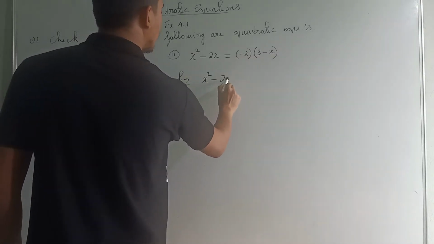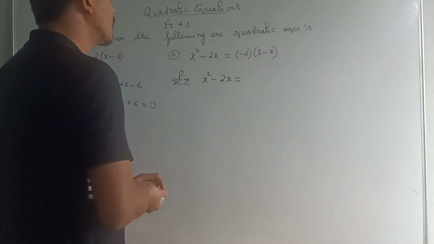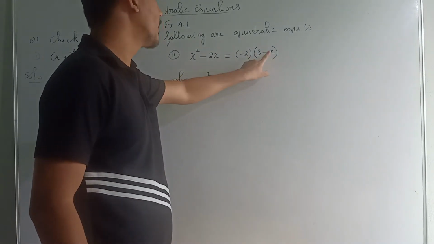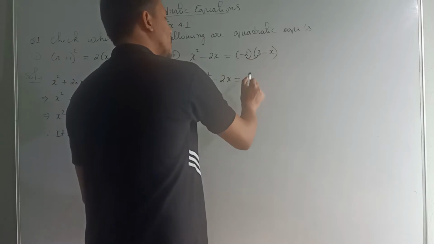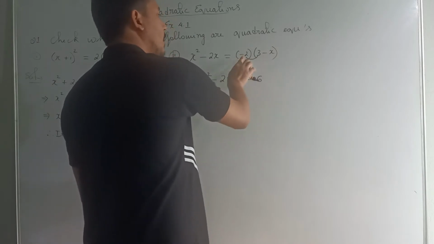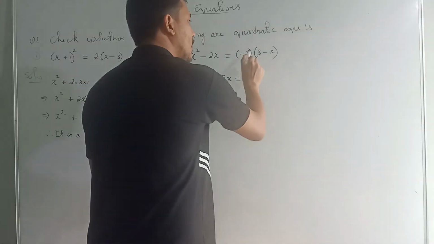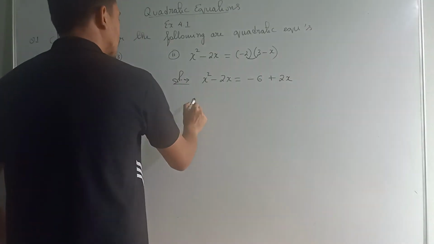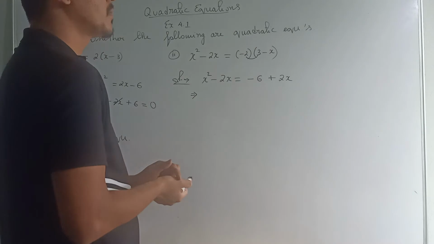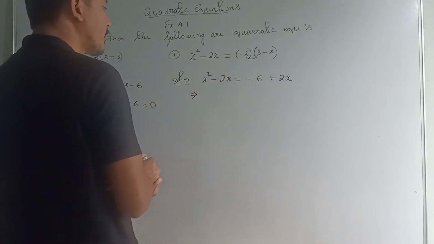x squared minus twice x is equal to, both of these terms have to be multiplied with this minus 2. Minus 2 times 3 is minus 6. Minus 2 times minus x, minus minus plus, 2 into x is 2x. Now let us transpose the terms on the right side to left side.